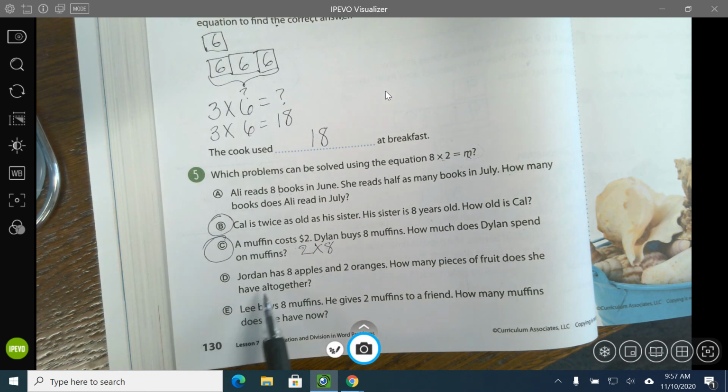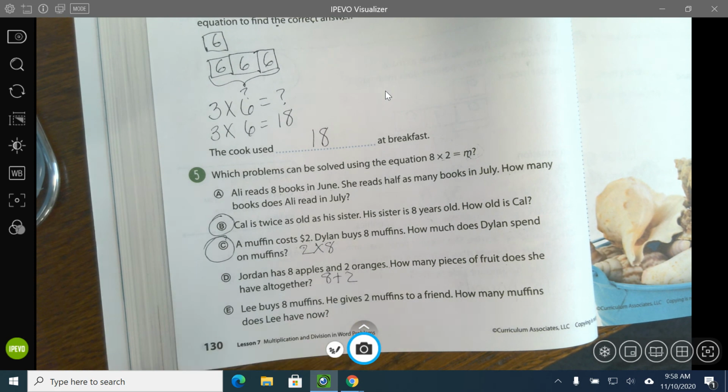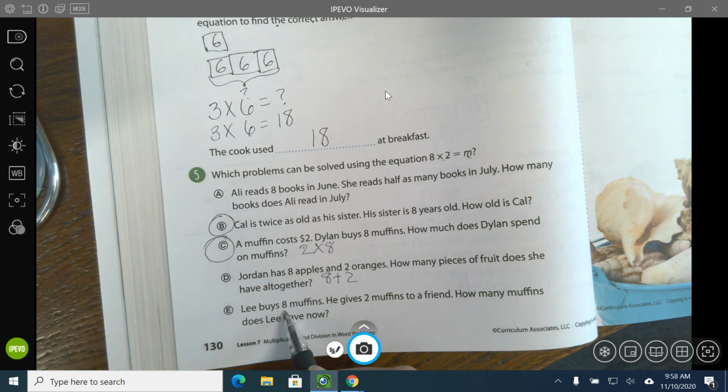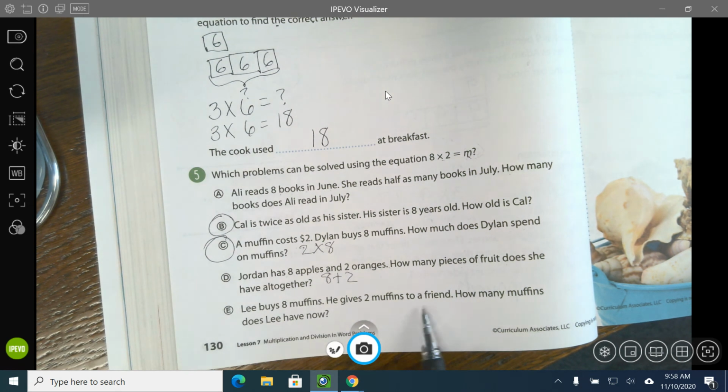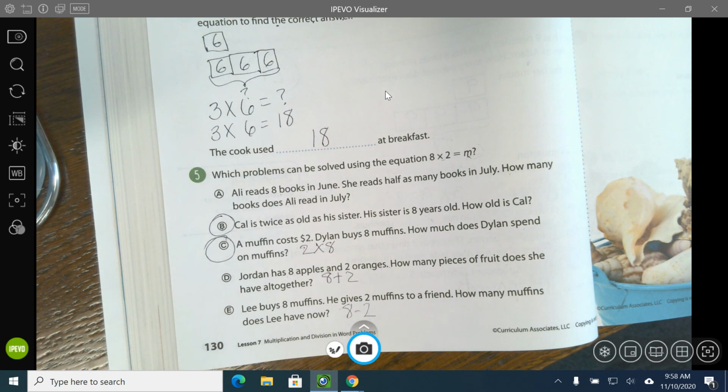Let's try D. Jordan has 8 apples and 2 oranges. How many pieces of fruit does she have altogether? That looks like an addition problem, so this is no good. And the last one, no, right? I agree with you. The last one: Lee buys 8 muffins. He gives 2 muffins to a friend. How many muffins does Lee have now? This is a subtraction problem, 8 minus 2, so no as well. So the answers are only B and C.